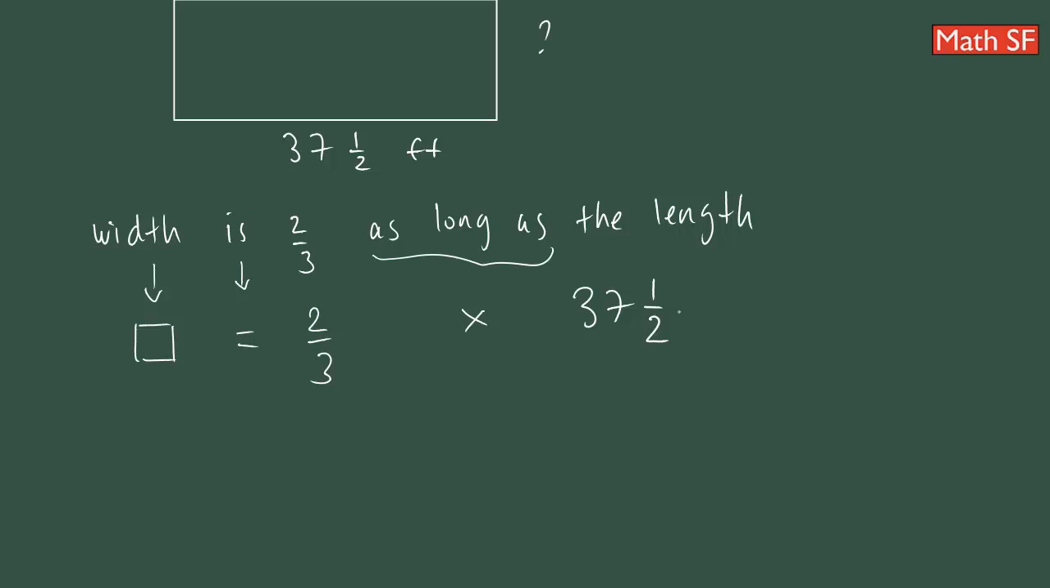We must multiply, but we need to convert this 37.5 into an improper fraction. So for 37.5, you need to multiply 2 times 37, which is 74. So it will be 74 plus 1, 75 over 2.